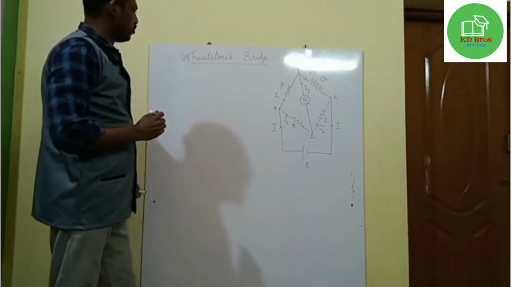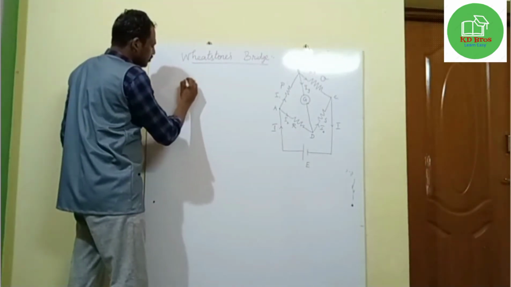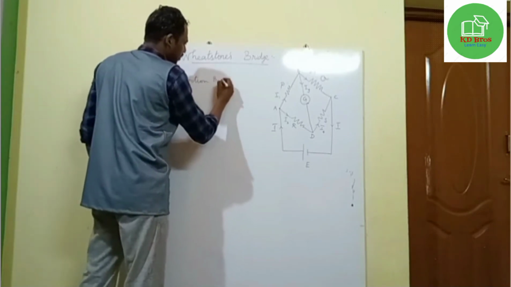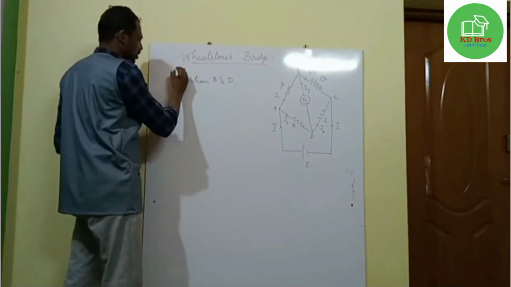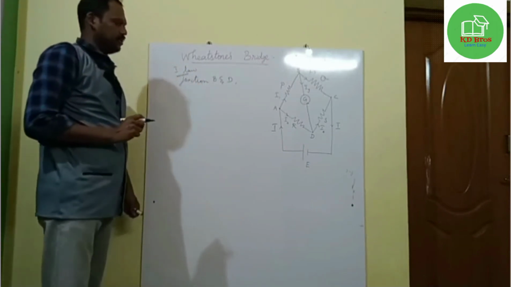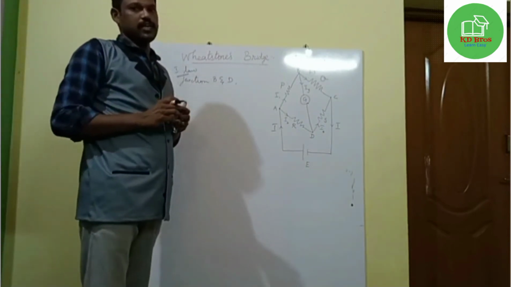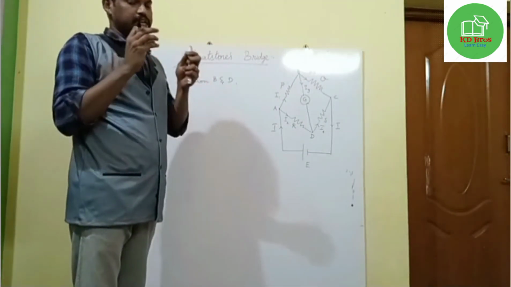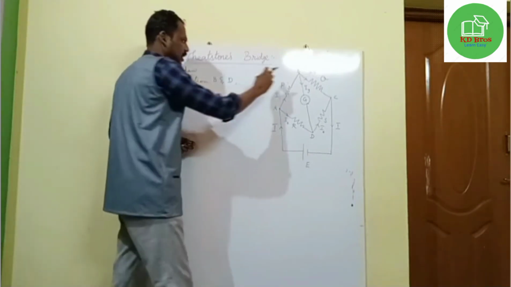Now first of all, we have to apply Kirchhoff's first rule at the junctions B and D. So what is Kirchhoff's first law? The first law states that the algebraic sum of the currents meeting at a junction becomes zero.